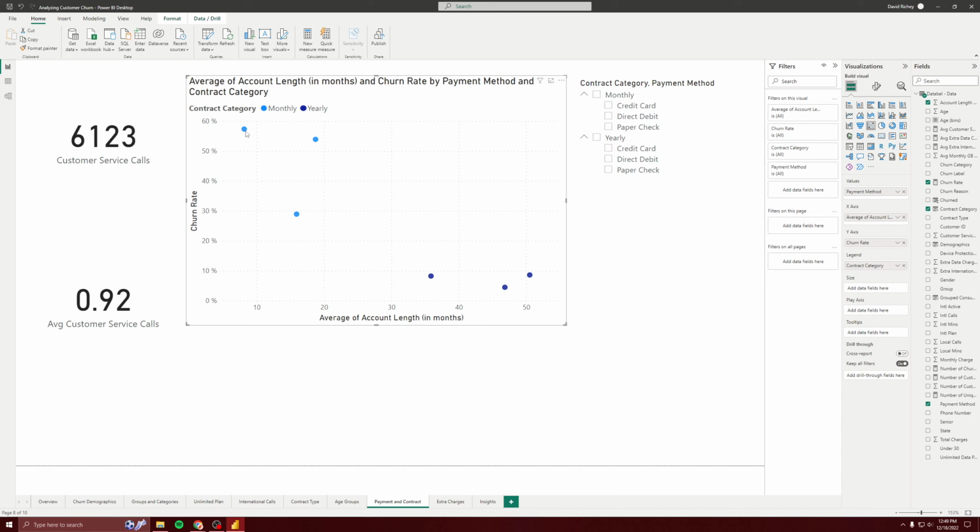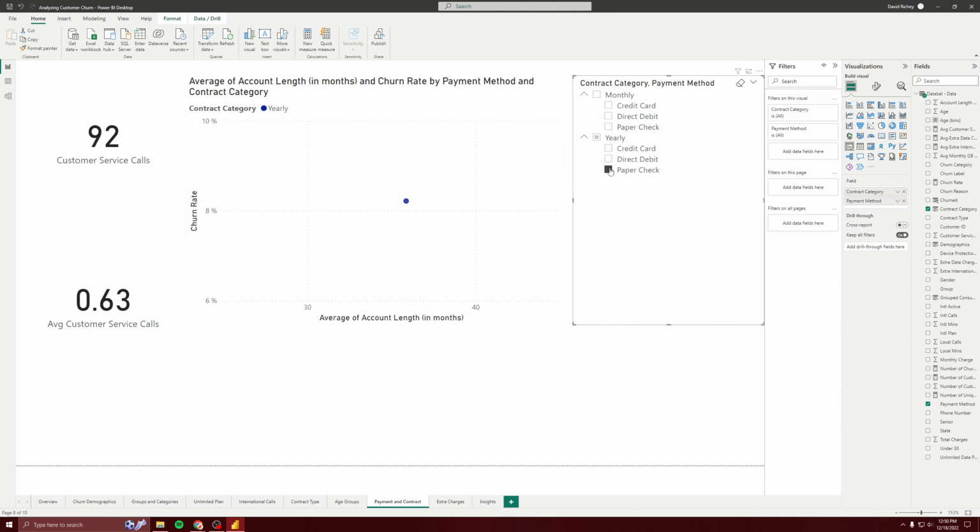So here we see this monthly, and it has very high churn rate, and it's a paper check payment. So the tooltip lets you know what the payment method is. Here's the label for the contract category, and then the account length and churn rate. We have these slicers, so that way you don't have to use a tooltip to go over each one. You could be like, okay, I want to focus on paper checks for both monthly and yearly. It does one or the other, and then it affects these cards.